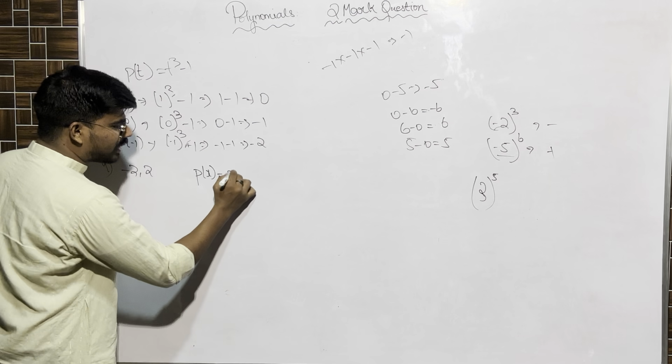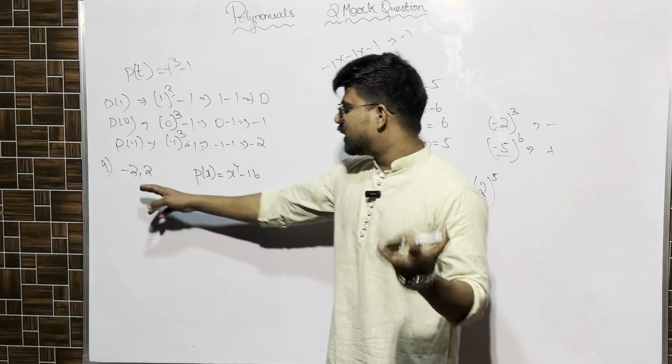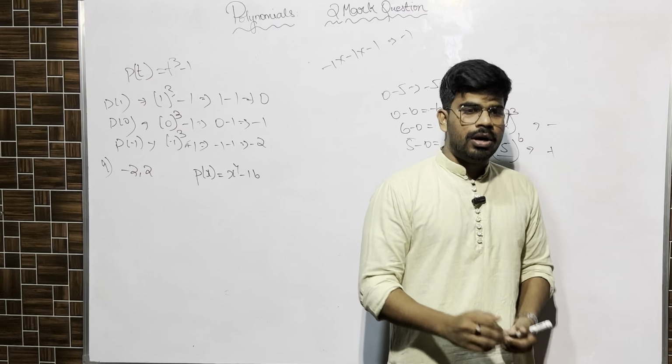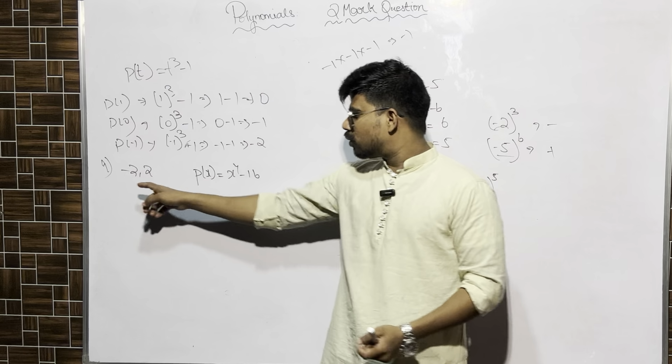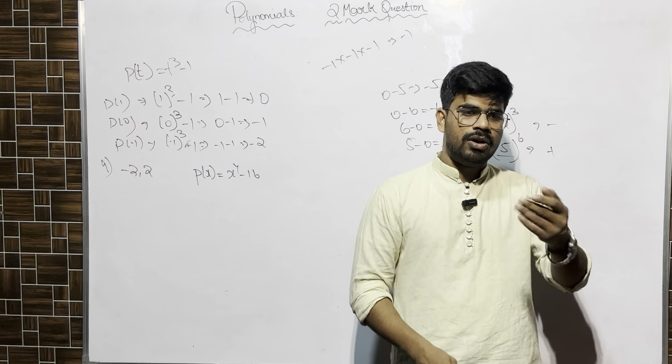X power 4 minus 16. Here we have to check whether these two numbers are zeros of the polynomial or not. When can we say that they are zeros? When can we say that they are not zeros?